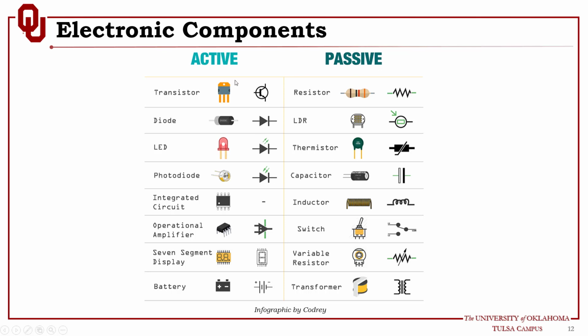The active components are such as transistors, and some diodes. LEDs are considered, it's a diode, but it's active. Photodiodes also, they are diodes and they are active. Integrated circuits, all of them are active. Operational amplifiers, all of them are active. 7-segment displays, because they are composed of 7 LEDs, one per segment. Batteries or power sources are active because they control the power.